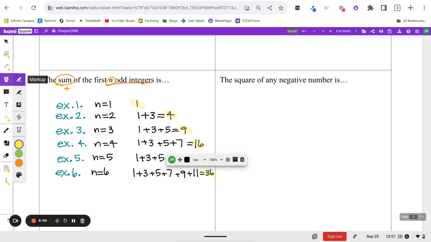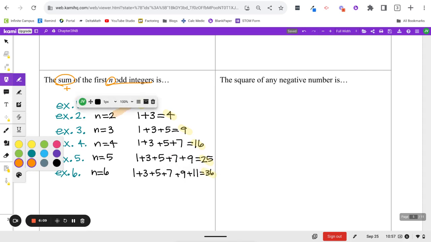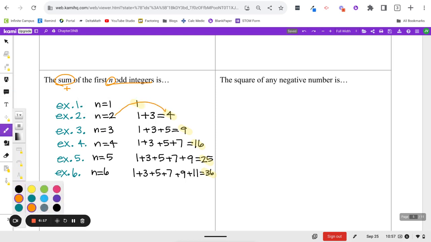I feel like 36 sort of seals the deal a little bit. When n is 1, that's 1. When n is 2, this is 4. And when n is 3, that's 9. And when n is 4, that's 16. And when n is 5, and when n is 6, so the sum of the first n odd integers is n times n. 1 times 1, 2 times 2. Okay, that's a tough one. That one was tough. Okay, we'll skip the last one for now because we've been going strong.